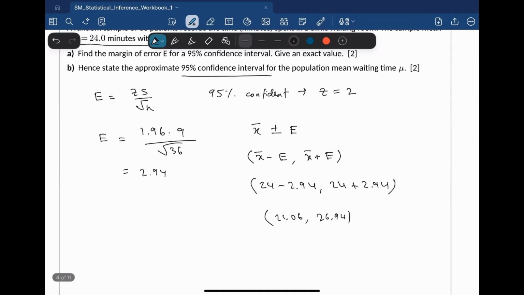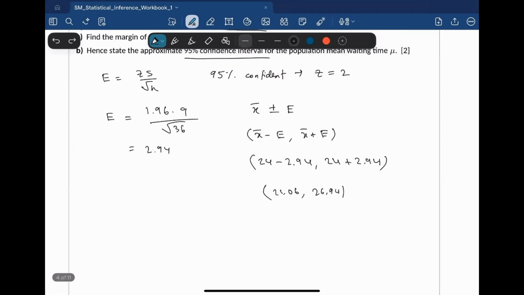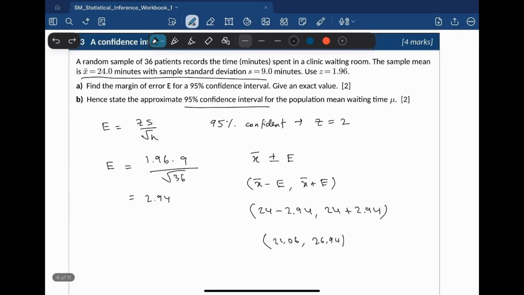What does this mean? It means if we repeat this a lot of times, 95% of the time, the confidence interval will contain mu. So mu will be within this interval. So we can expect that 5% of the time, the real population mean will lie outside of this interval. You can determine whether a claim is accurate, whether it is reasonable. But you can just say, if the mean is outside this interval, then it's not reasonable.